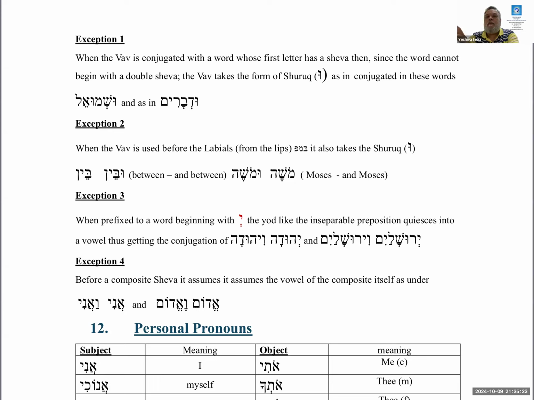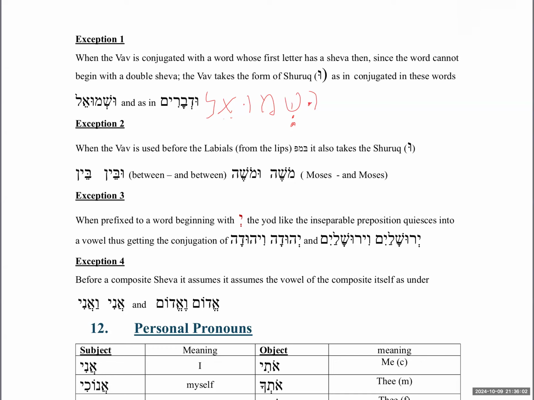Ushmu'el. U devarim. So this actually should have been ve shmu'el, right? Two shvas together. So what happens out here? This cancels out and this becomes a shuruk. Ushmu'el.